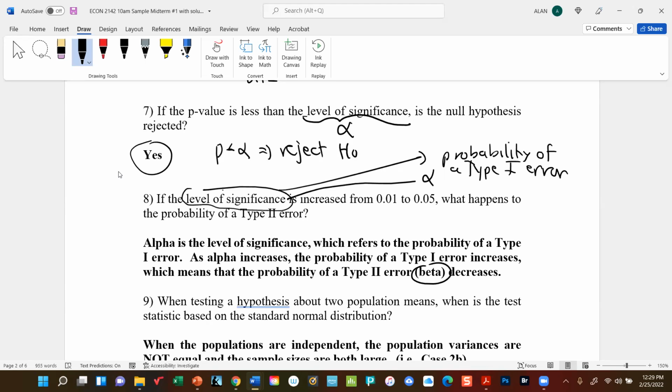The way it works is that if I increase the probability of a type 1 error, that means I'm simultaneously decreasing the probability of a type 2 error. If one goes up, the other has to go down, and vice versa. That's the premise of this question. If alpha goes up, the probability of the type 1 error is going up, which means that at the same time, the probability of a type 2 error must be going down.